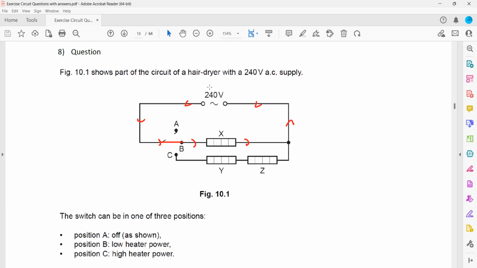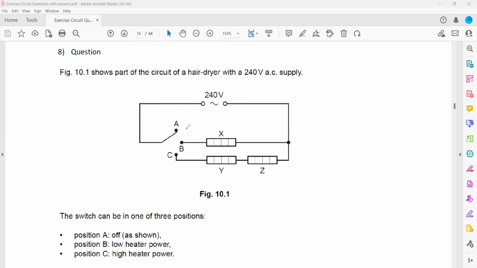Then it can be connected to position C. When we connect to position C, more heating elements are part of the circuit. As a result, it will produce a greater amount of heat energy, so it will have a high heater power. And it's a 240 volts AC supply.